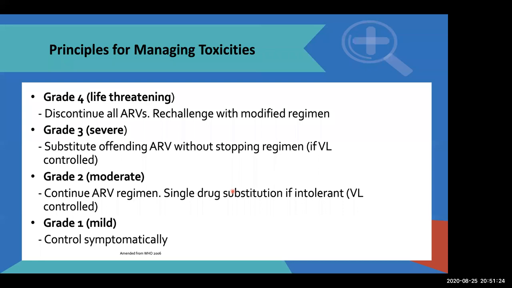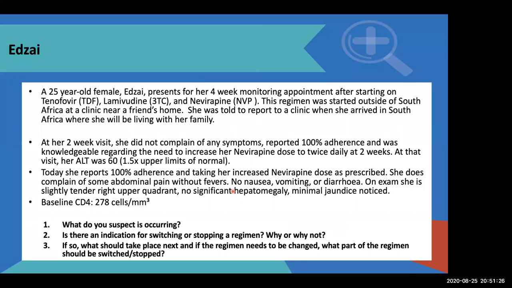So there is a case study which I want to explain to you. This is a case study of Edzai. Edzai is 25 years old. She's a female. She presents for her 4-week monitoring. So she's now been on ARVs for 1 month, after she was started on a regimen that had tenofovir, lamivudine, and nevirapine.